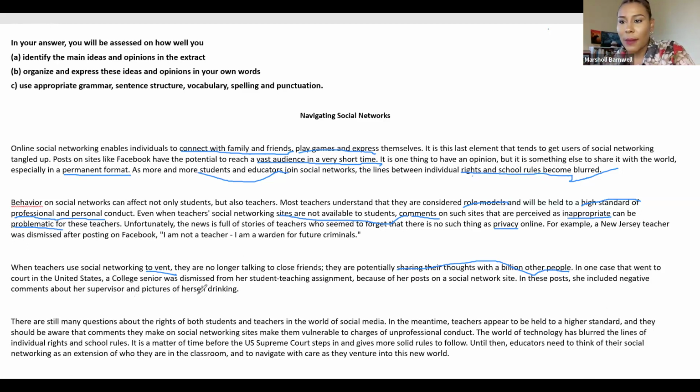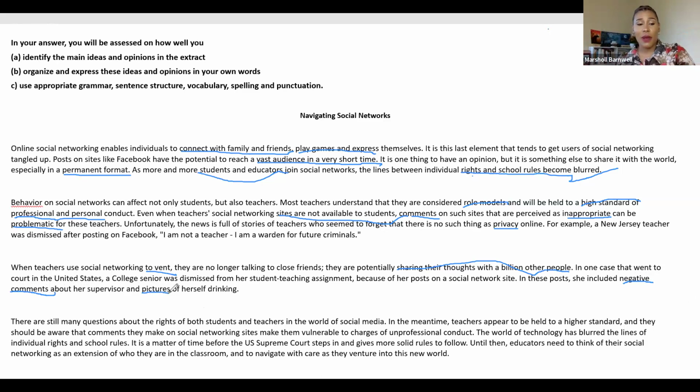That's also an example. We don't need to include that. In these posts, she included negative comments about her supervisor, not included. What we can say, however, is that we can look at the comments that she included negative comments. So even if the comments were about her supervisor, whatever, we have negative comments and pictures.